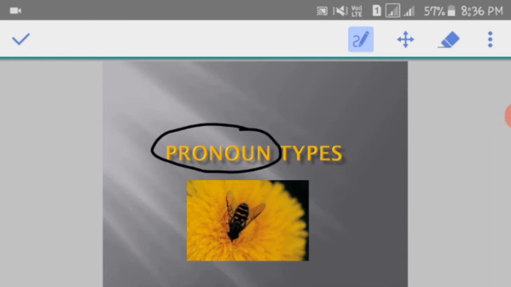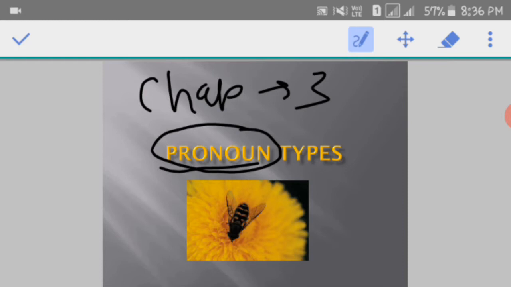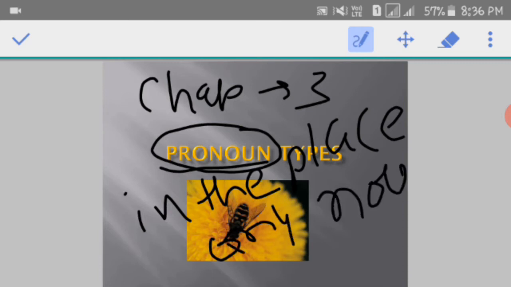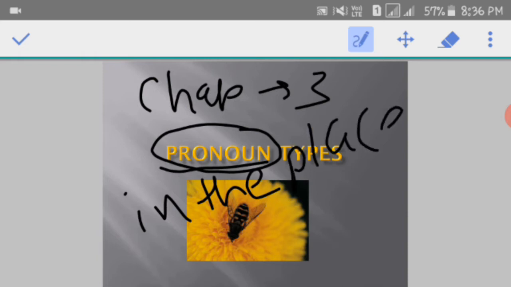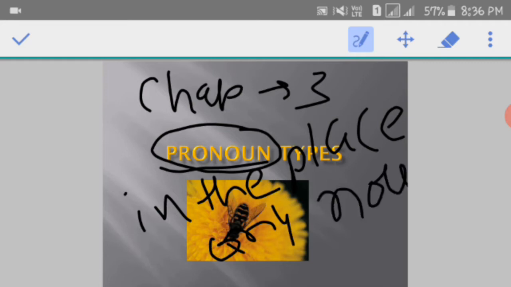Here I am taking chapter number 3 of our grammar book. The chapter's name is pronoun. In our earlier class, we learned the definition of what a pronoun is. A pronoun is the word which is used in the place of any noun.